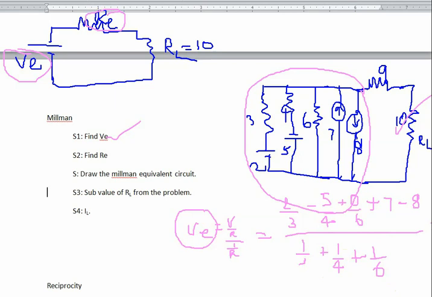For example, call this answer A. Then write A at that point. Answer over. Then find out RE.